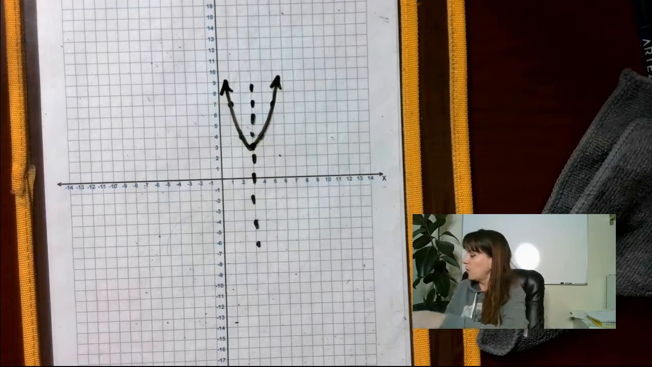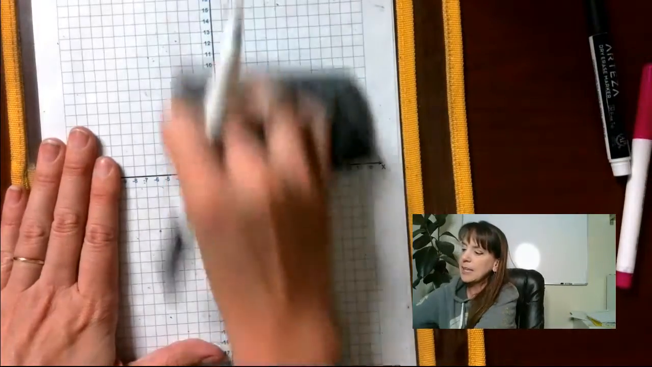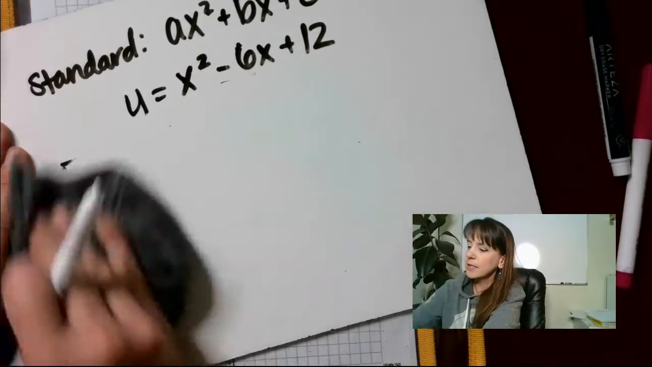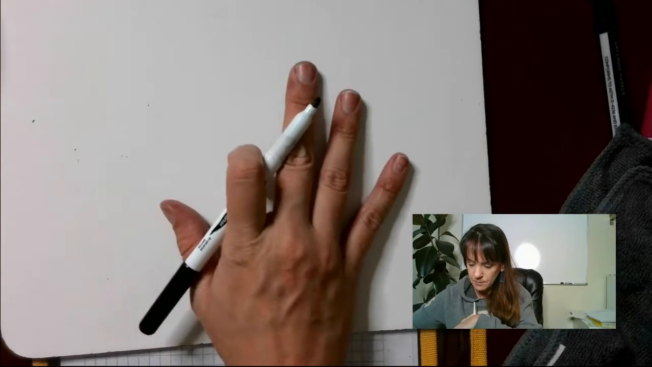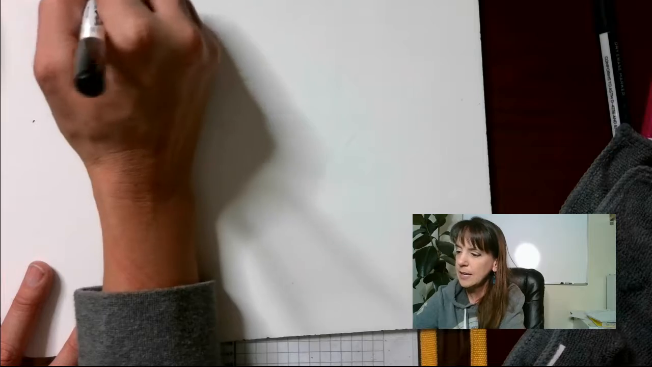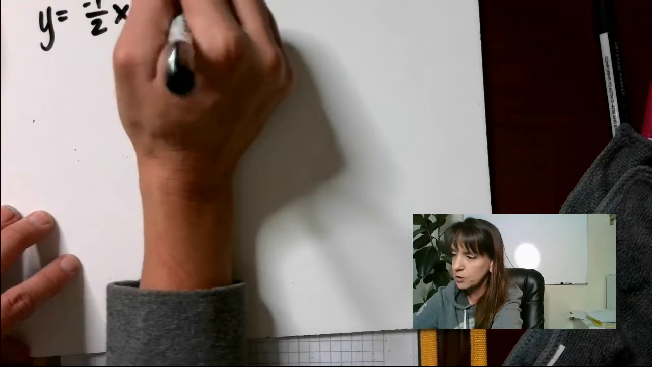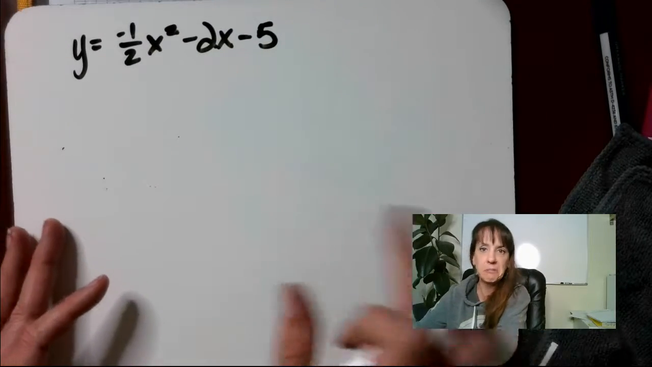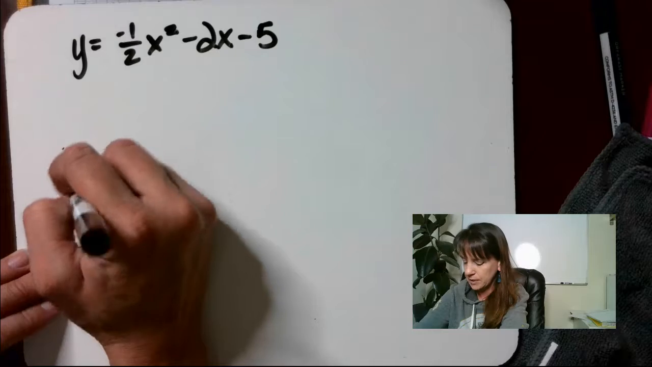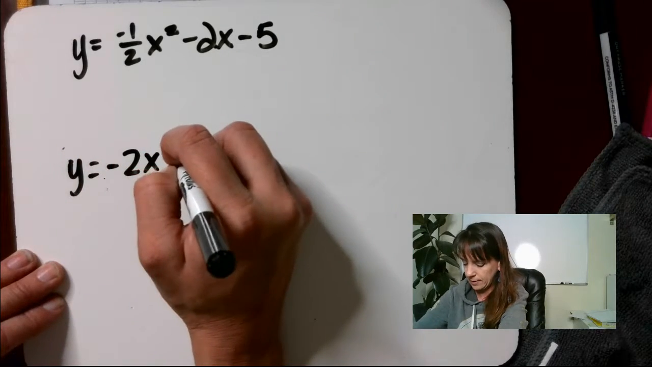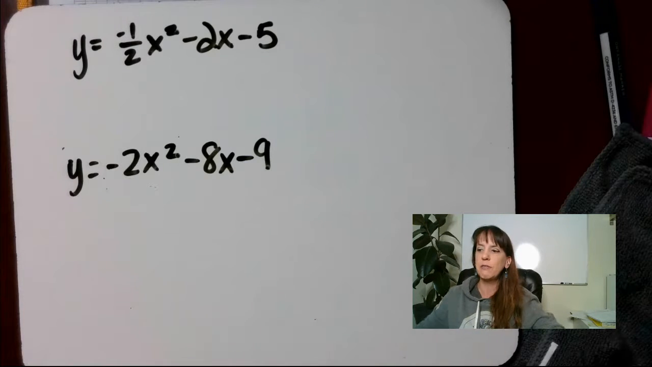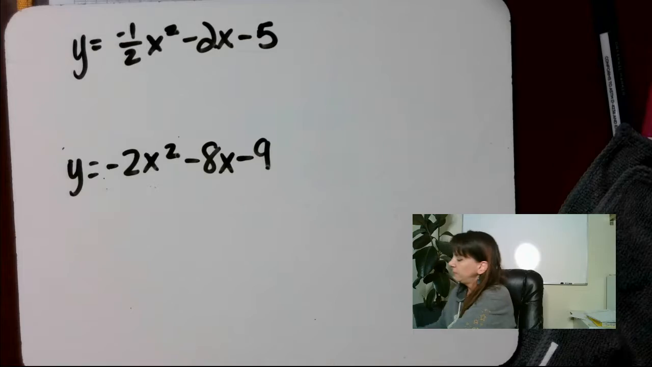So knowing that now, what I'd like you to do is practice finding your AOS, I'm sorry, not your AOS, your vertex for a couple of these guys. So find the vertex for y equals -1/2 x squared minus 2x minus 5. And then I would like you to find the vertex for y equals -2x squared minus 8x minus 9. So pause the video and see if you can find the vertex for those guys.